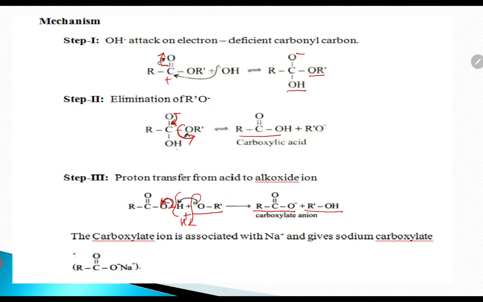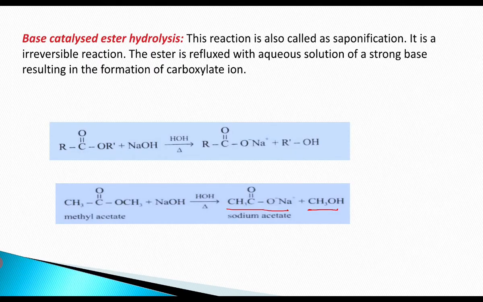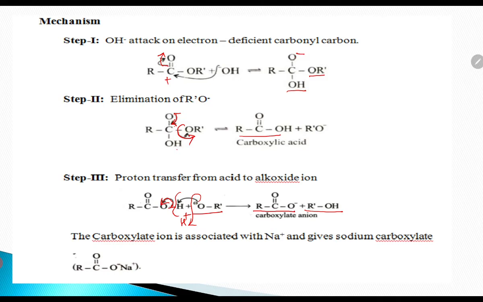obtained. The carboxylate ion associates with Na plus and gives rise to sodium carboxylate. In this way, in the base catalyzed hydrolysis, we get the sodium salt of the acid and alcohol. This is base catalyzed ester hydrolysis, which is called saponification of esters.